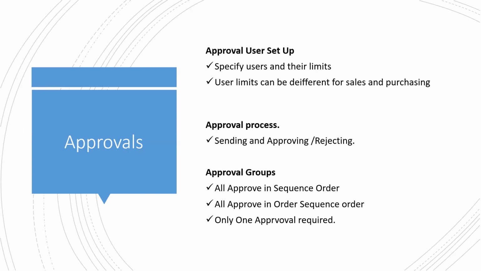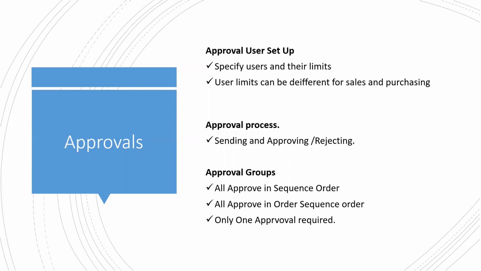Then, last but not least, we could create approval groups where all approve in a sequence order. So we can say that a group of people can review, one by one in a sequence order, all our changes or documents, and they could approve them. Once all of them have approved, the document or the change in the system can then be released. Otherwise, if one approver out of the group is not approving, then the document cannot be released, all right?